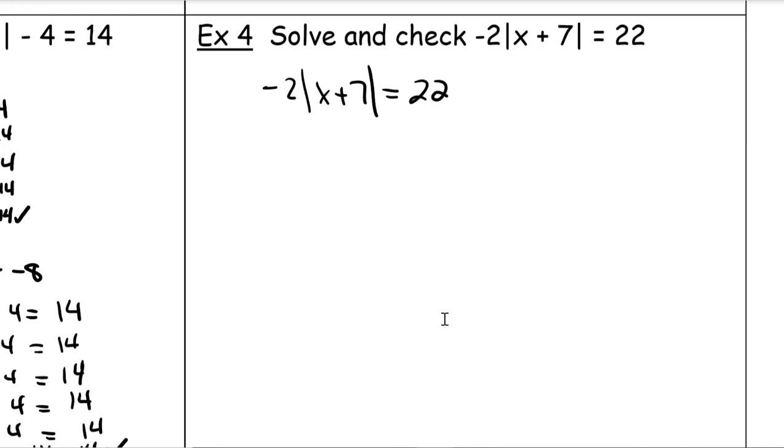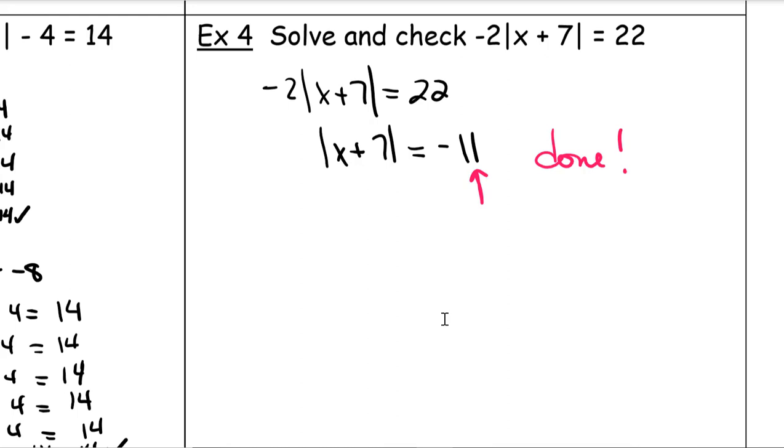Now we'll divide both sides by negative 2, and then you'll get the absolute value of x plus 7, and 22 divided by negative 2 is negative 11. This is easy, because we are done. You know why? Because this value right here is negative, and you can't have the absolute value of some stuff equal to a negative number, because distance from 0 is not going to be negative.